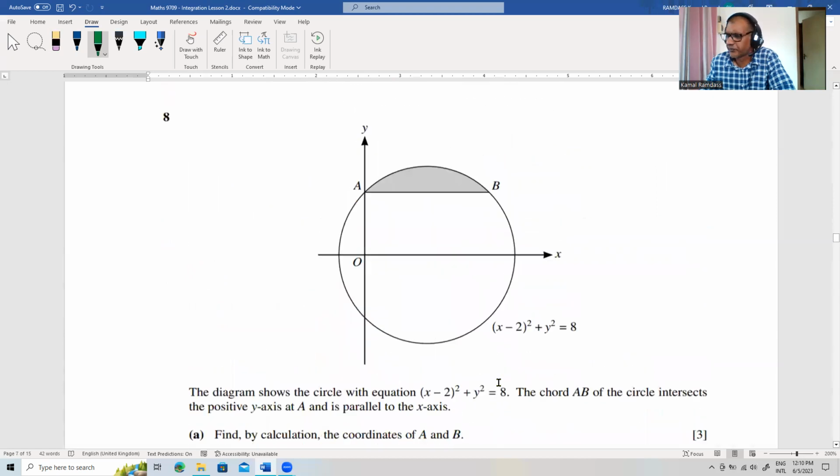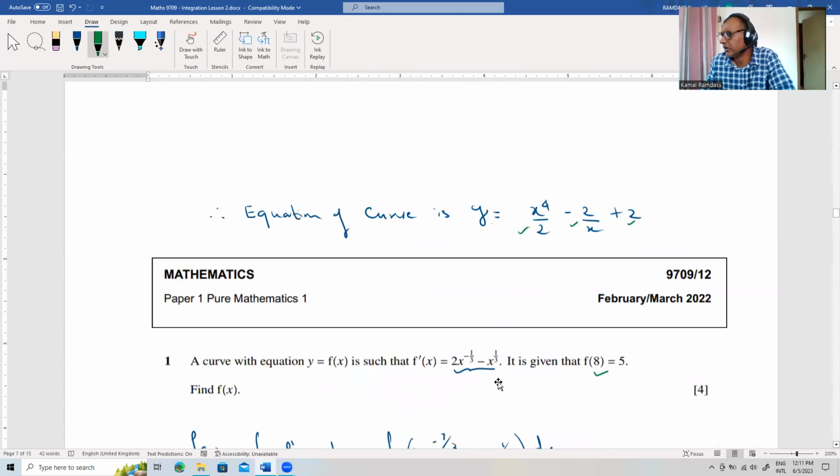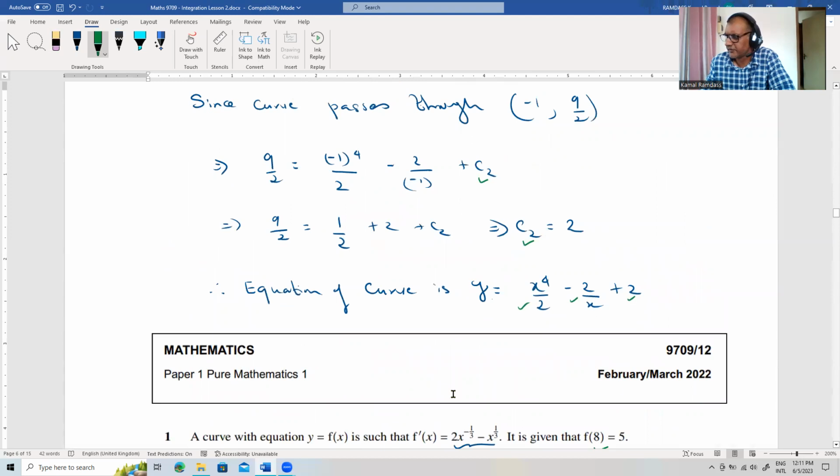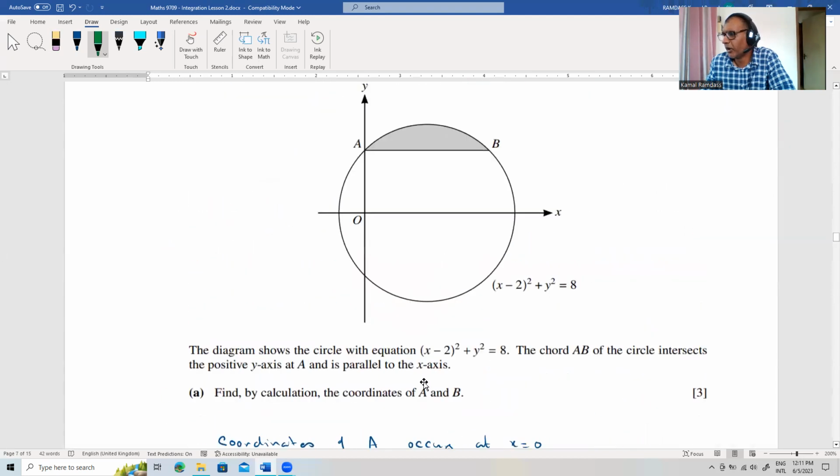Exercice 8, February, March 2022. Il donne moi un circle. The diagram shows a circle with equation x minus 2 to the square plus y square is equal to 8. The chord AB of the circle intersects the positive y-axis at A and is parallel to the x-axis. Okay. Find by calculation the coordinates of A and B.